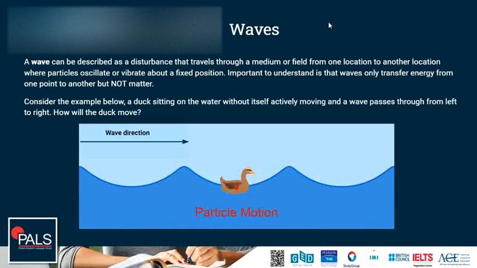Consider the example below: a duck sitting on the water without itself actively moving, and a wave passes through from left to right. How will the duck move? Will it move with the wave from left to right, or against the wave from right to left? Will it just move up and down and stay where it is? So the solution to the problem you will see here.